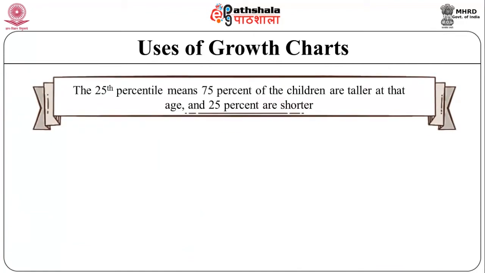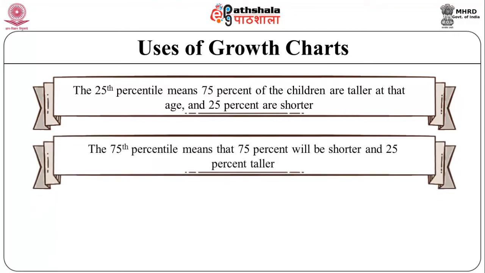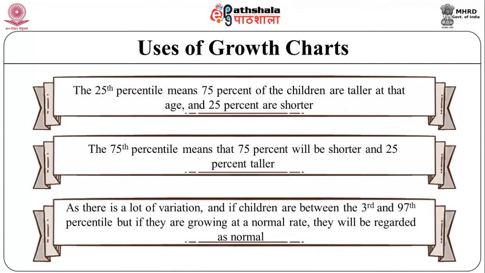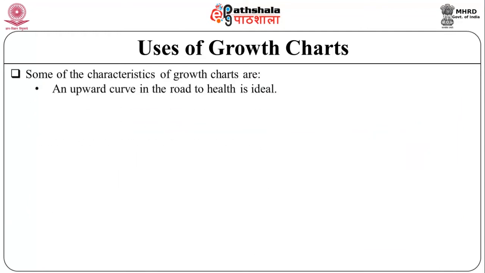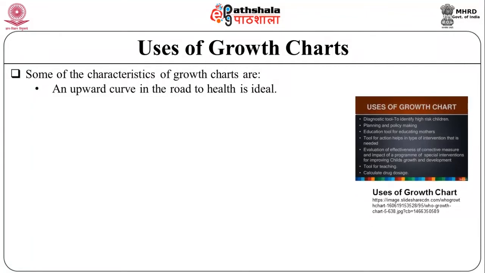The 25th percentile means 75% of the children are taller at that age and 25% are shorter. The 75th percentile means that 75% will be shorter and 25% will be taller. As there is a lot of variation, if children are between the 3rd and 97th percentile, and they are growing at a normal rate, they will be regarded as normal. Some of the characteristics of growth charts are: an upward curve in the road to health is ideal, a flat and downward curve are not desirable.